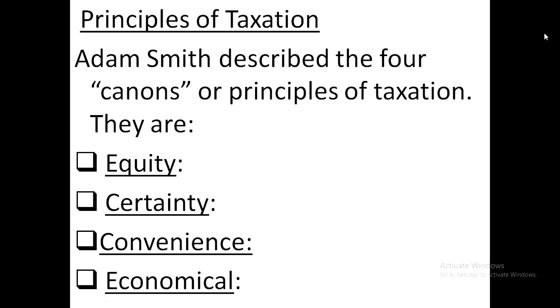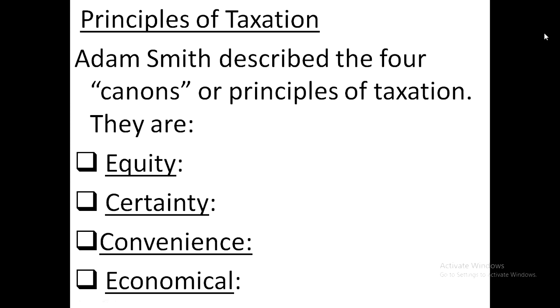Principles of taxation, of course, comes from Adam Smith, who described what he called the four canons or principles of taxation. These are principles of a good tax system. So any good tax system must have the following principles.